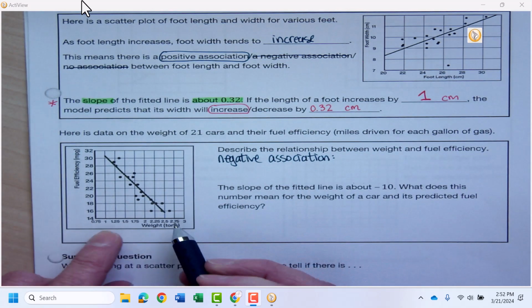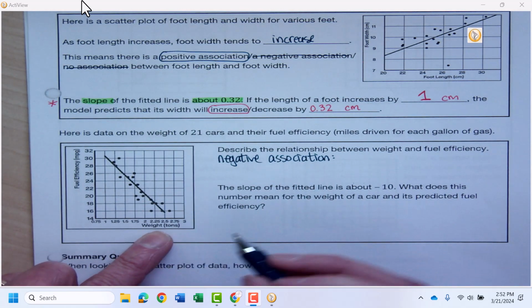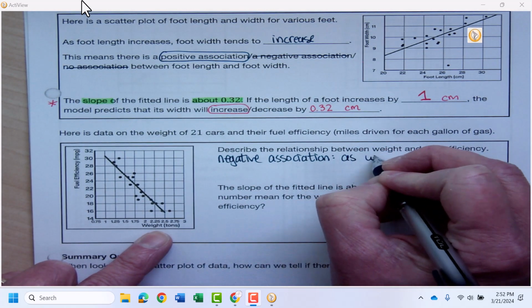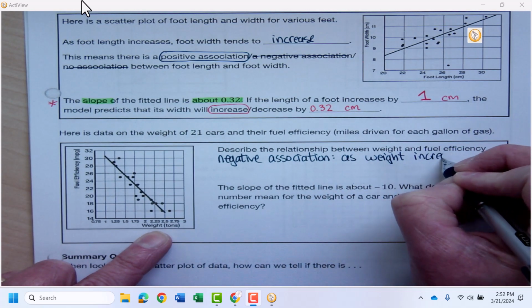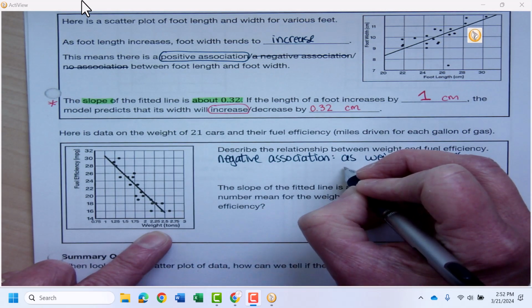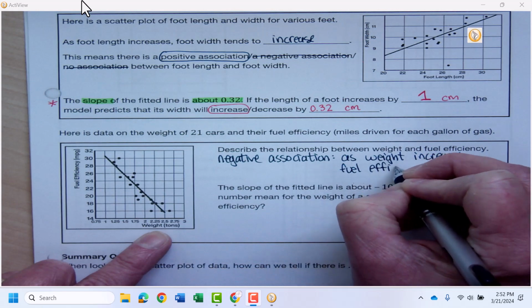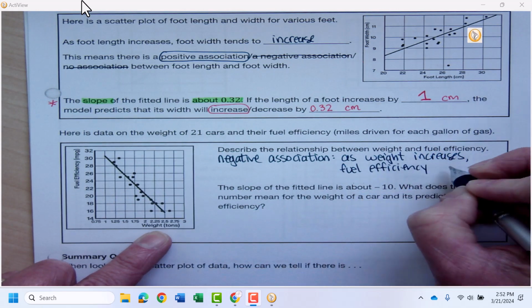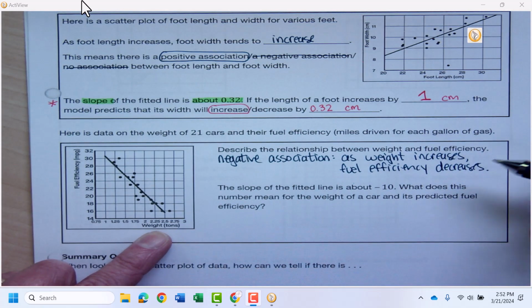Which means as one variable increases, the other one decreases. As the weight goes up, the fuel efficiency decreases. So the variables are moving in opposite directions. That's what makes it a negative association.